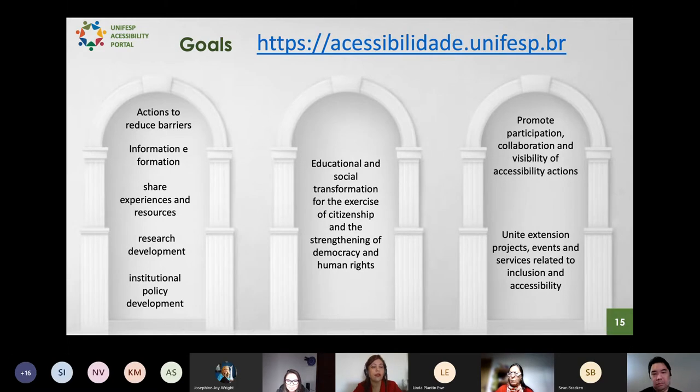Another group is also to contribute to the development of institutional actions and policies for inclusion and accessibility in higher education, committed to educational and social transformation for the full exercise of citizenship and the strengthening of democracy and human rights.